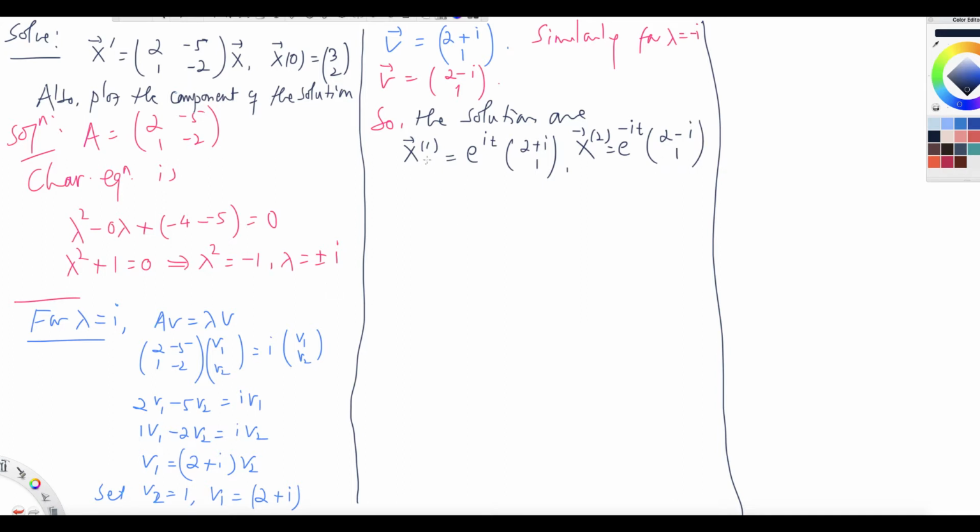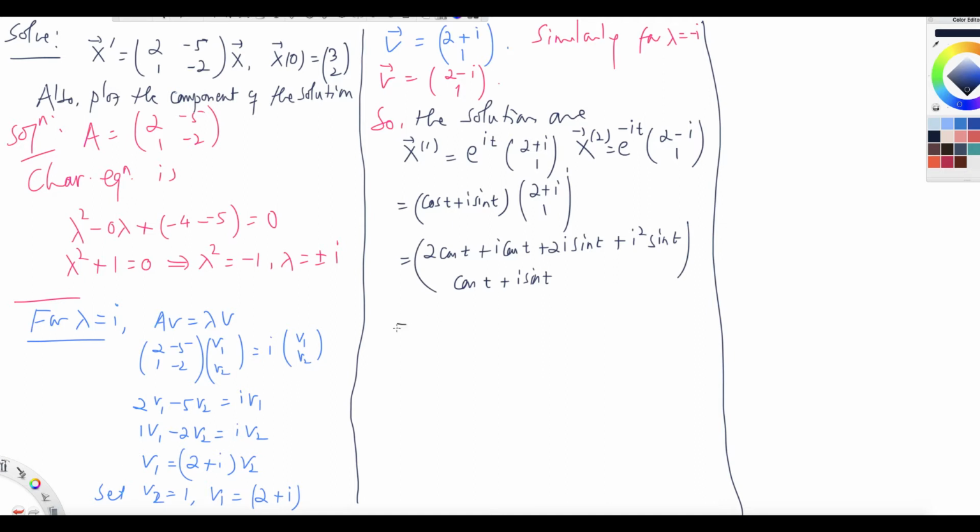Now I want to write this solution in the u plus iv form. Just simplify this and then write it in u plus iv form. How do I do that? Euler's formula says e to the it is cosine t plus i sine t, multiplied by the vector 2 plus i and 1. I'm just taking the first one, and similarly you can do the second one. You multiply out: 2 cosine t plus i cosine t plus 2i sine t plus i squared sine t. That is the foiling of the first with the first. The second component will be cosine t plus i sine t, since multiplying by 1 gives just that. Let us group the terms without i and with i.